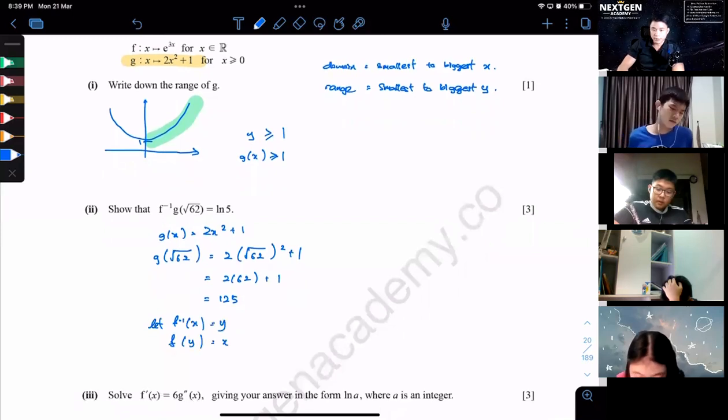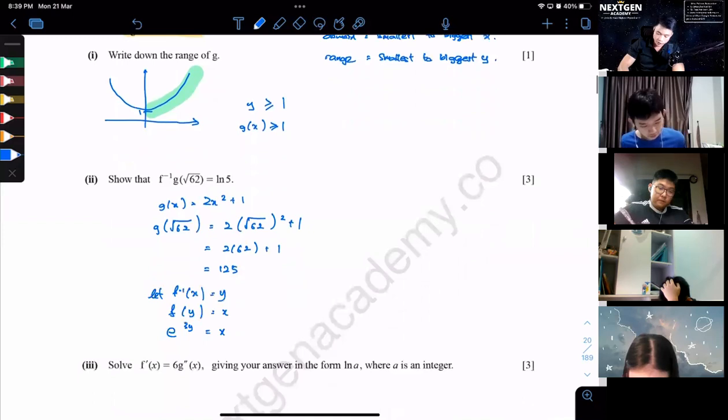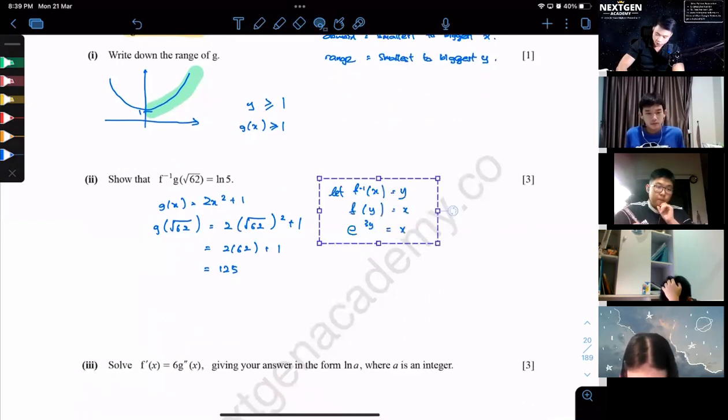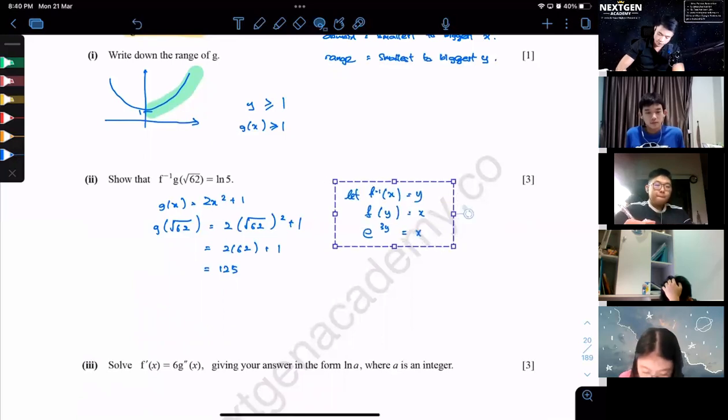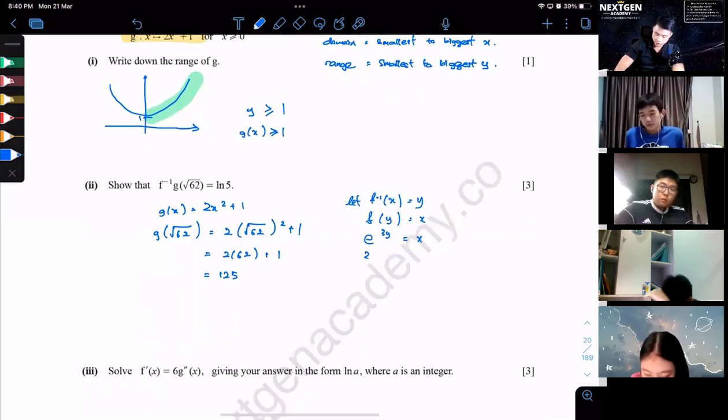Later, next time when we have more time, I'll explain to you all why I do it like this. So e to the power of 3y equals x. I want to find y, because y will be my inverse. So I put ln on both sides. This will be 3y equals ln x, y equals 1 over 3 ln x. Therefore, my f inverse equals 1 over 3 ln x.